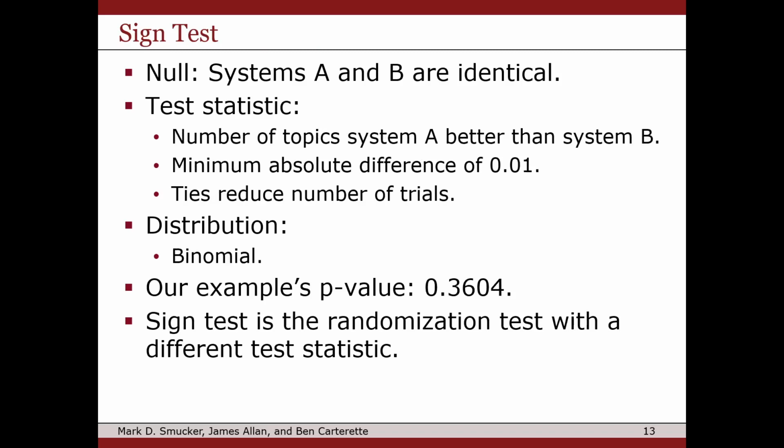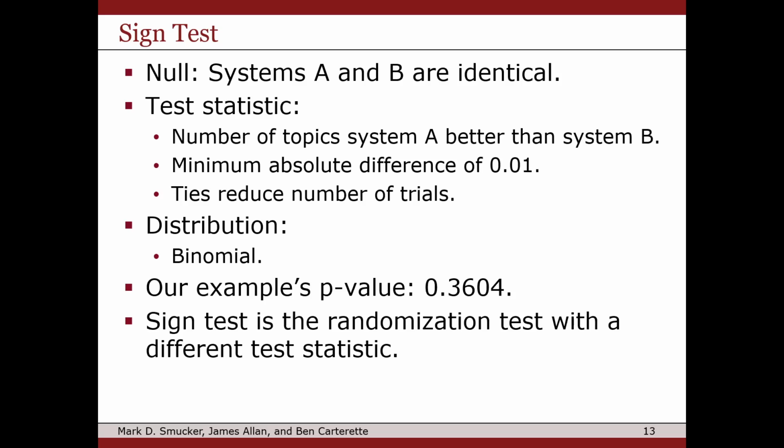The sign test is when we want to talk about the number of wins versus the number of losses. There's a version where you say, I'm not going to call it a win unless it's actually greater than a certain amount. Here we show an example where we require the difference to be at least 0.01. There could be ties, and so then we reduce the number of trials, so to speak.